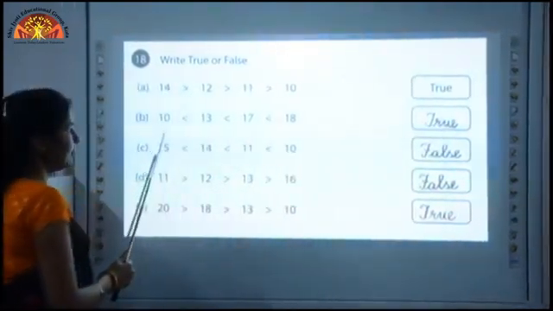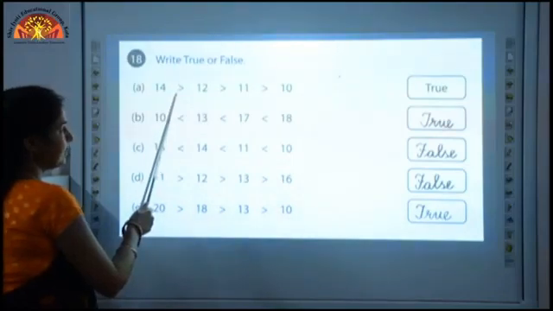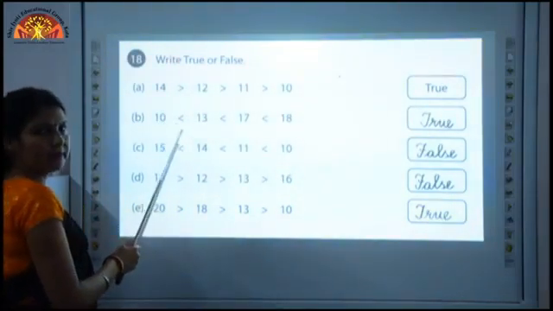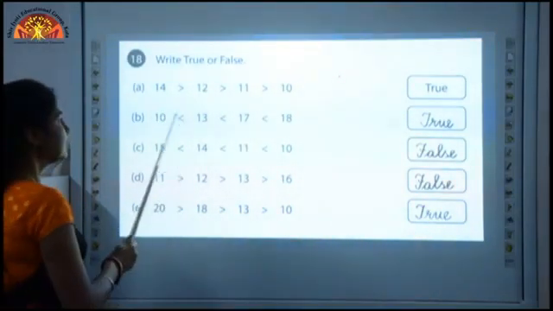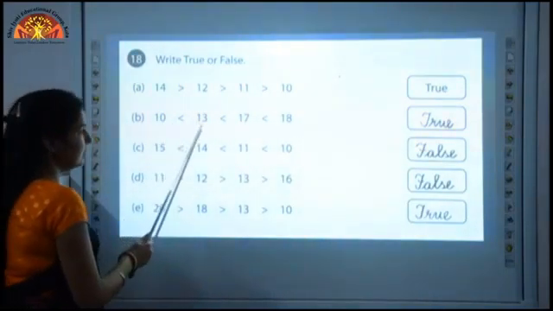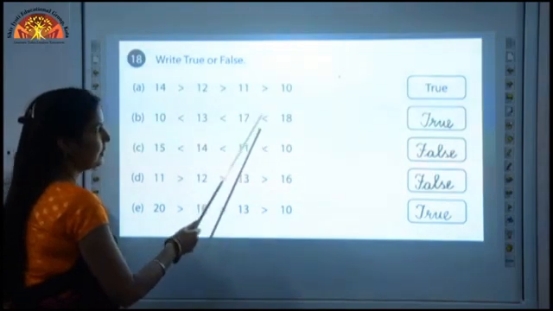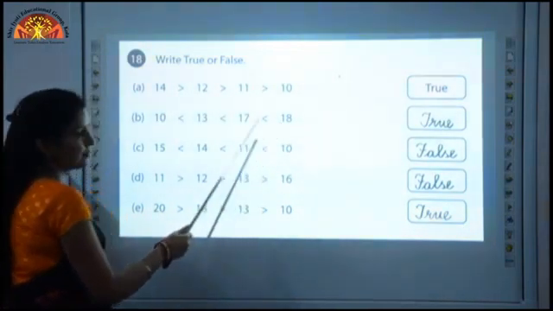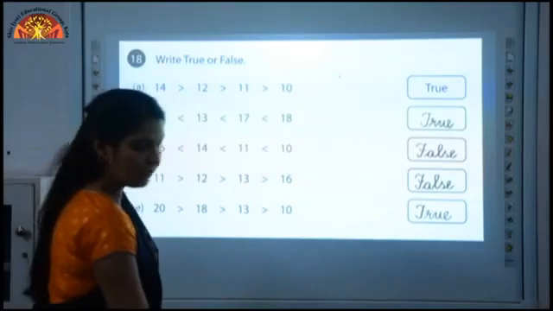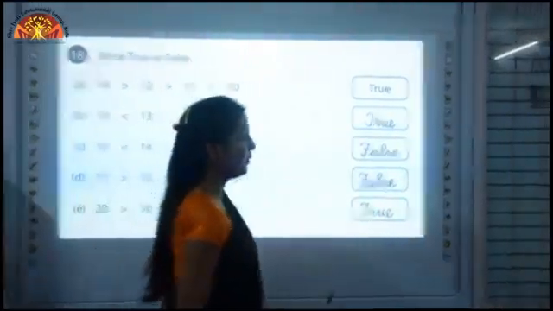Let's see one more example. This is the sign of greater than and this is the sign of lesser than. Now we will read it like 10 is lesser than 13, 13 is lesser than 17 and 17 is lesser than 18. So this is also true. Let's move on to the board. We will see one more example there.